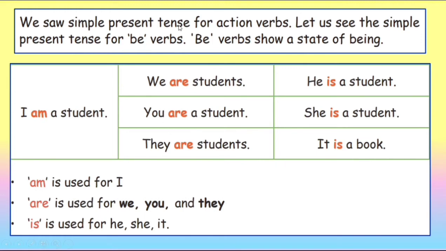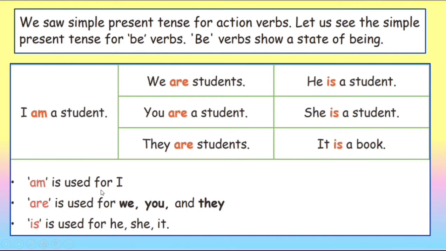We saw simple present tense for action verbs. Let us see the simple present tense for be verbs. Be verbs show a state of being. What is be verbs? It's like I am, you are, etc. I am a student. We are students. You are a student. They are students. So with we, you and they, we use are. He is a student. She is a student. It is a book.